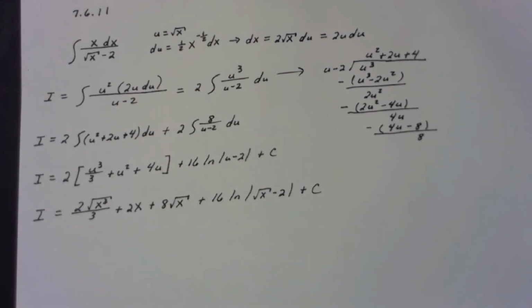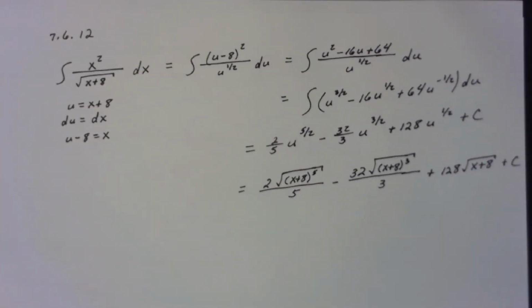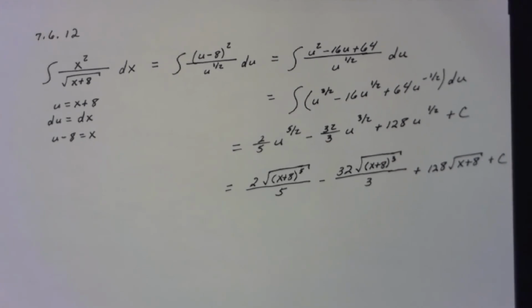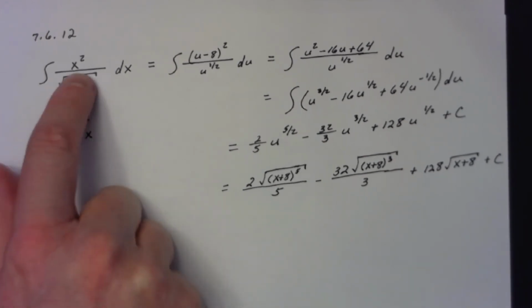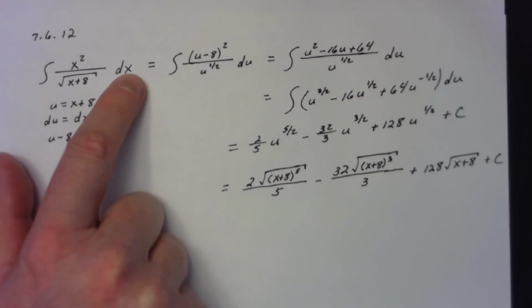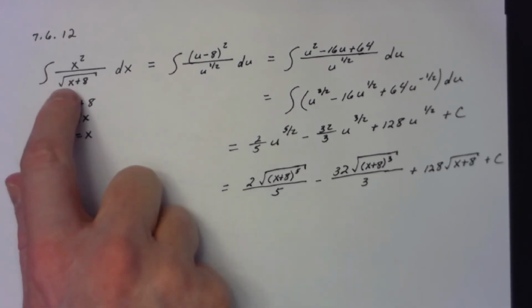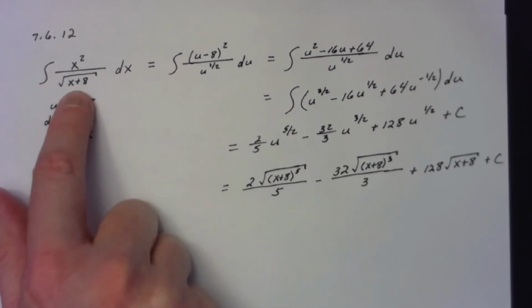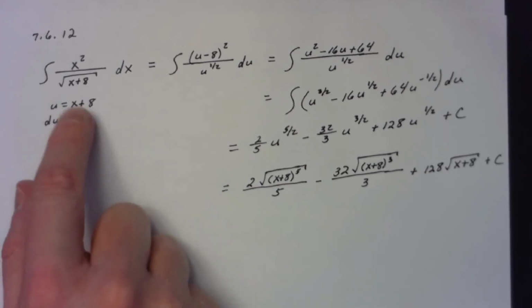Now, for number 12, it's also a substitution problem. It's going to look like this. So with this problem, I'm given the integral of x squared over the square root of x plus 8 with respect to x. The difference in the last problem and this problem is that the entire denominator is in the square root. So you have no option for your u substitution. You're just going to have to let u equal what's inside of that group.